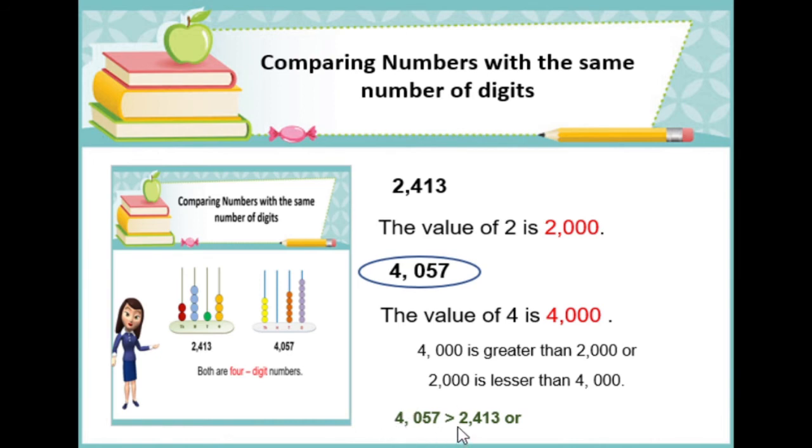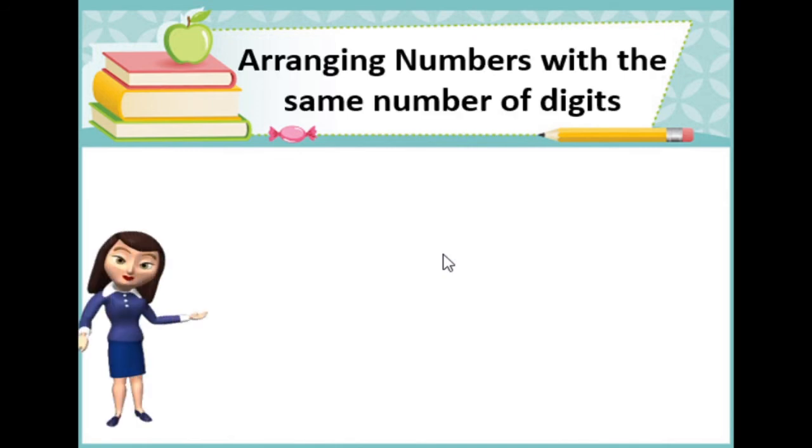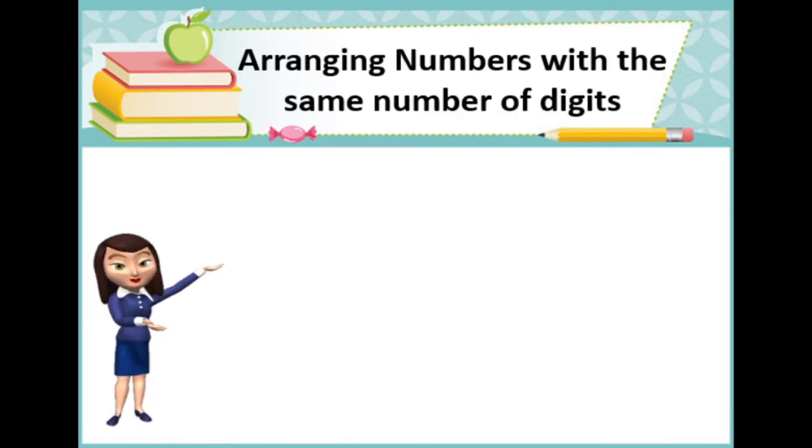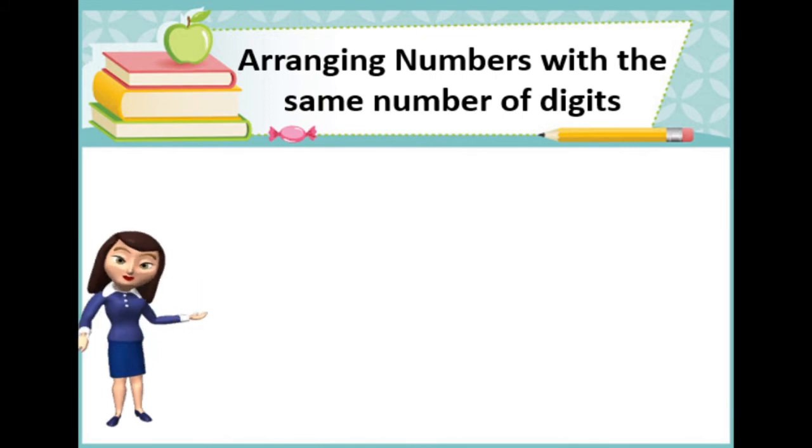That means 4,057 is greater than 2,413, or 2,413 is less than 4,057. That's comparing numbers with the same number of digits. Now, let's arrange numbers with the same number of digits.